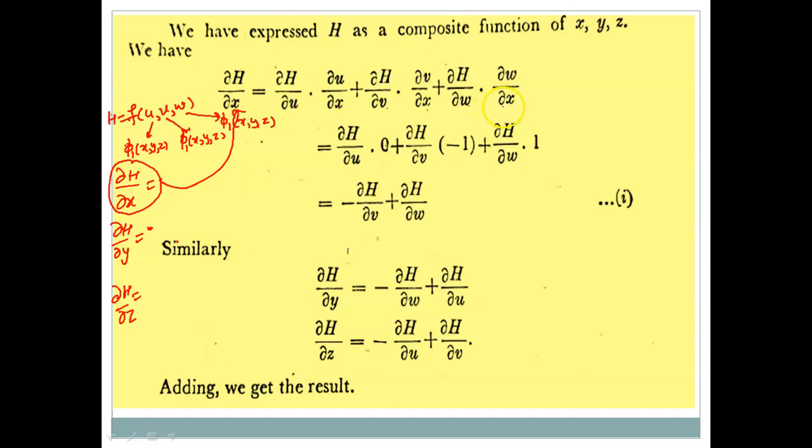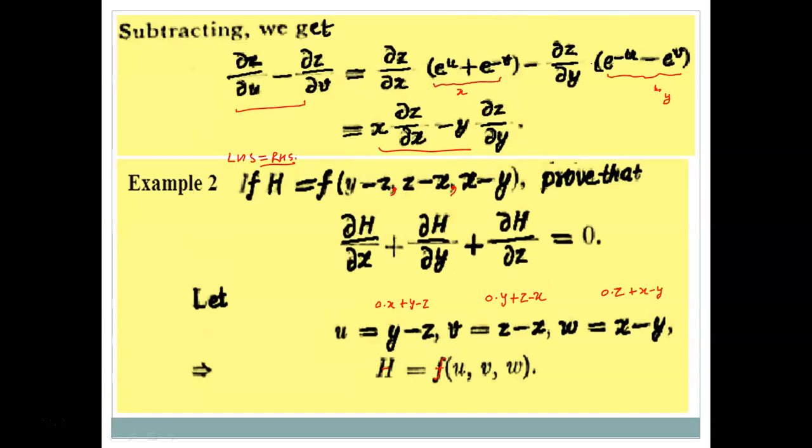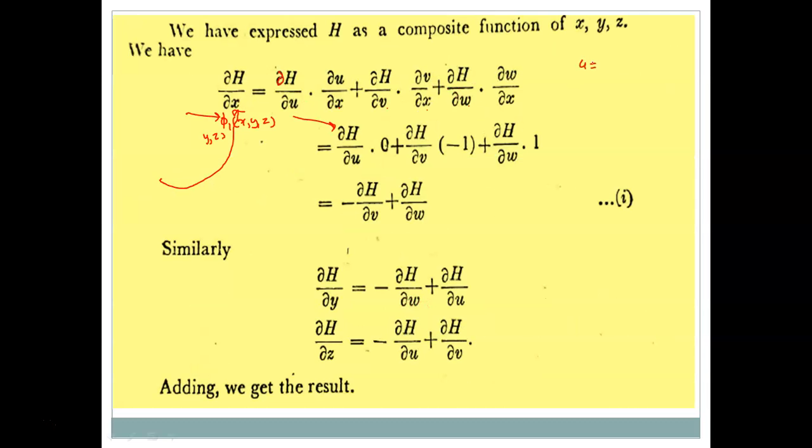Now, as in the earlier case, h is not a fixed expression, but is given to be a general function of u, v, and w. So we cannot evaluate the exact value of this del h over del u. So it will be left as such. We can evaluate the value of del u by del x, because you are given u is equal to y minus z.